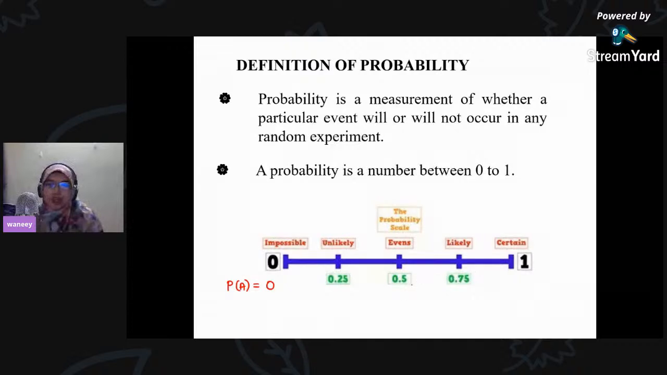If we have a chance of 0.5, it simply means that it is around 50-50. It might happen, it might not happen. So the chances are around 50-50. Might happen, might not happen. So always make sure probability is always between 0 and 1. 0 is impossible, and 1 means that the event will certainly happen.